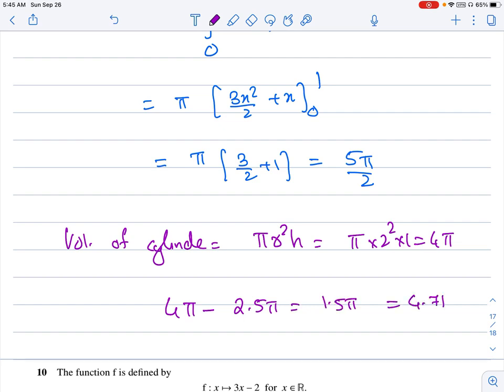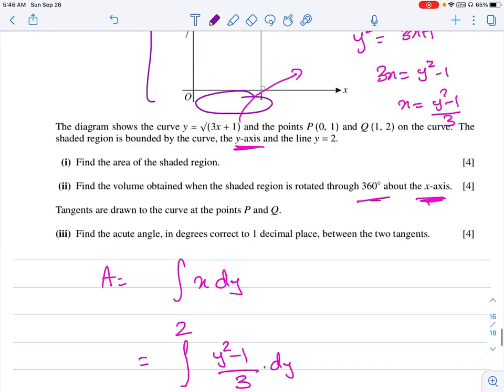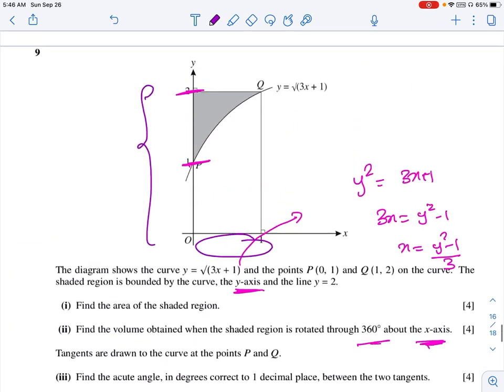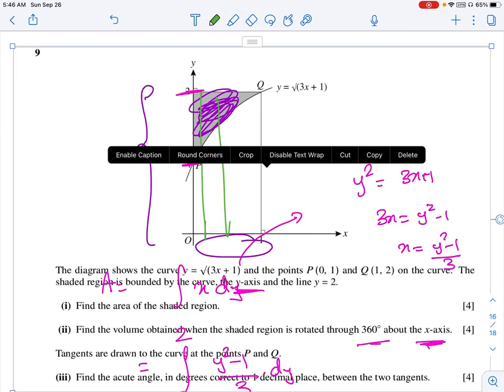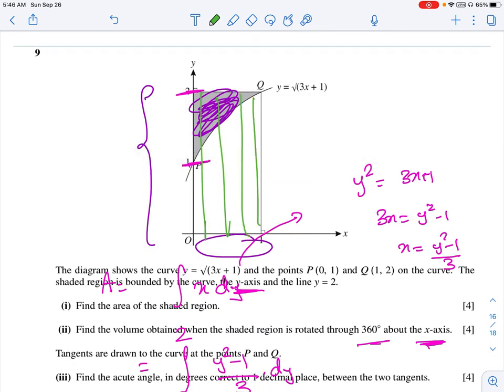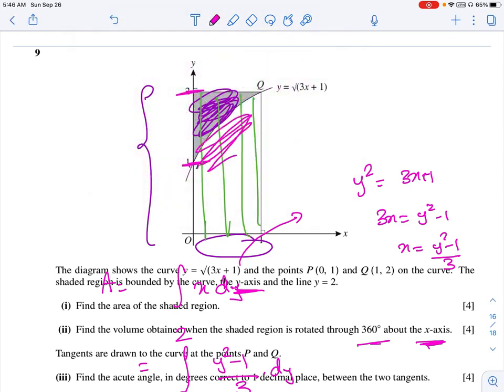So what I have done, let us quickly recap. In order to find the volume of the shaded region, I have taken the total volume of the cylinder. This green color one is the cylinder. Then I have subtracted the volume of this curve. So obviously I'm left with nothing but the volume of the shaded region.